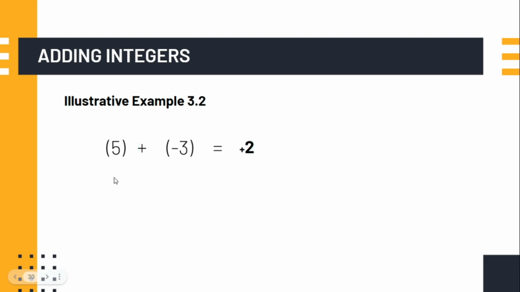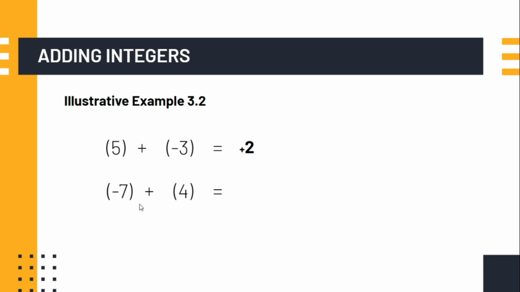Okay, following the rule, absolute value of 5 is 5. Absolute value of negative 3 is positive 3. Then just subtract 5 and 3, the answer is 2. So, ano susundin mong sign? Positive or negative? Yung positive kasi mas malaki yung absolute value niya. So, positive 2. Another example, negative 7 plus 4.